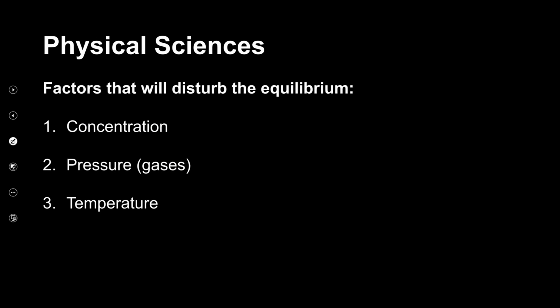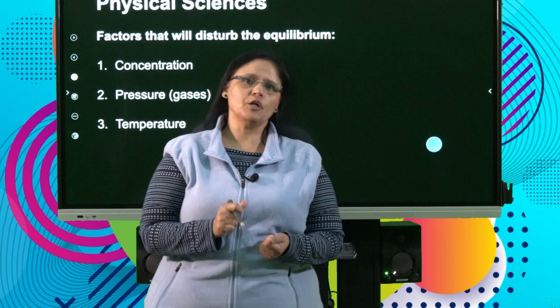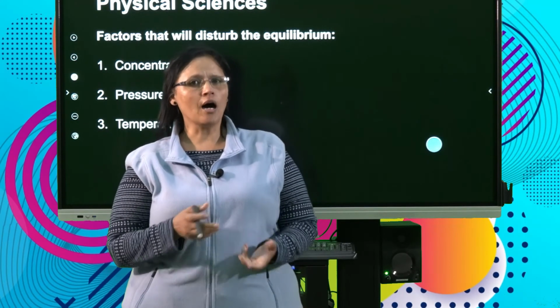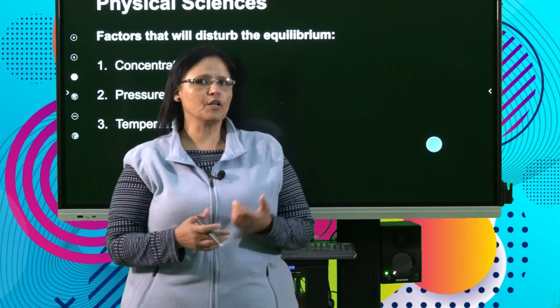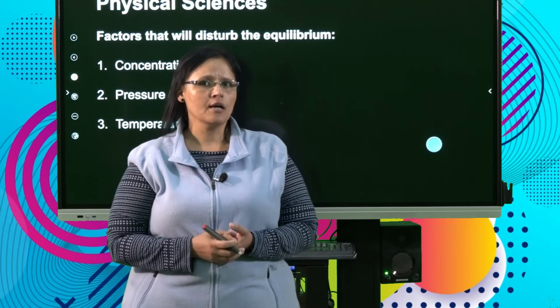The factors that will disturb equilibrium, we've learned about them according to Le Chatelier. We've got concentration. We have pressure in the case of gases. And then we will look at the change in temperature, how that will affect the concentrations, and how it will affect the concentration time graphs.